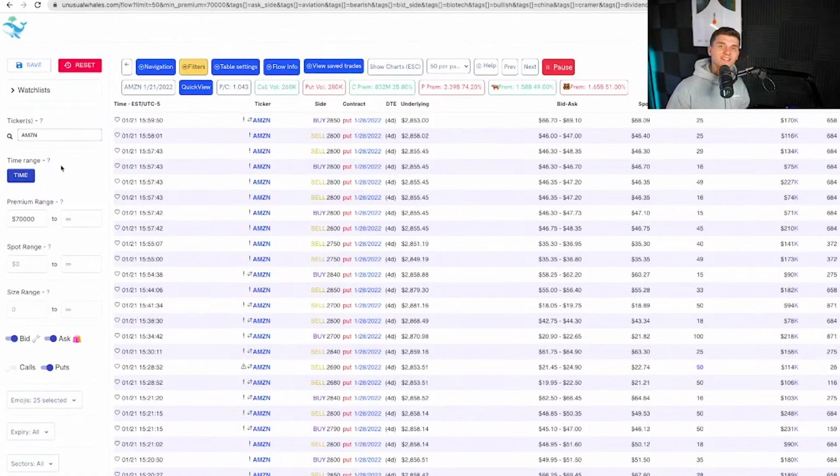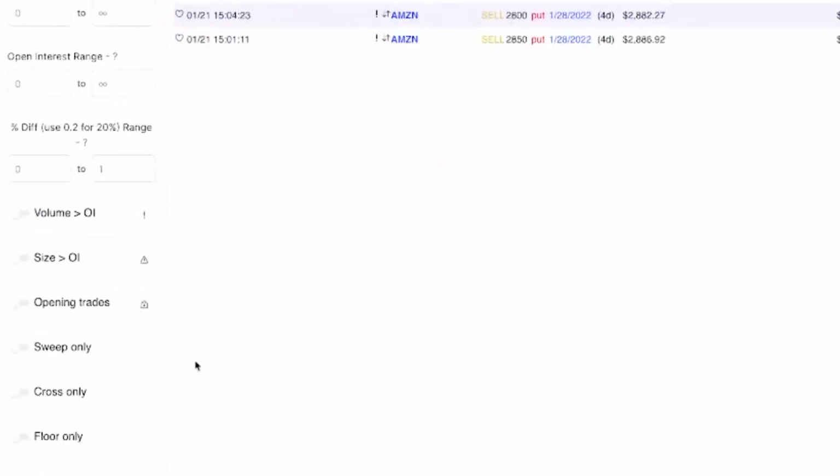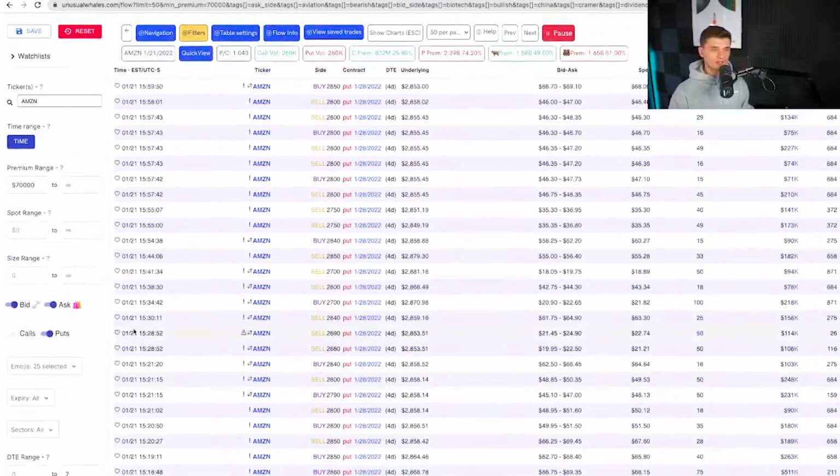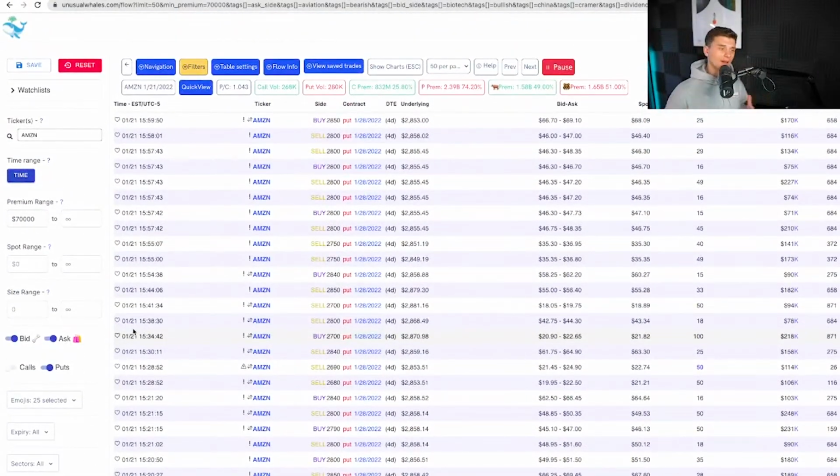All right, guys, so for this next example, I want to go over Amazon. For this example, I actually turned off the sweep only filter just to show you the difference. Obviously, this is going to open it to a lot more orders, as there's only a few single orders every day that are going to be sweeps. Like I mentioned, sweeping across all exchanges to get that best price for that premium on that specific strike.